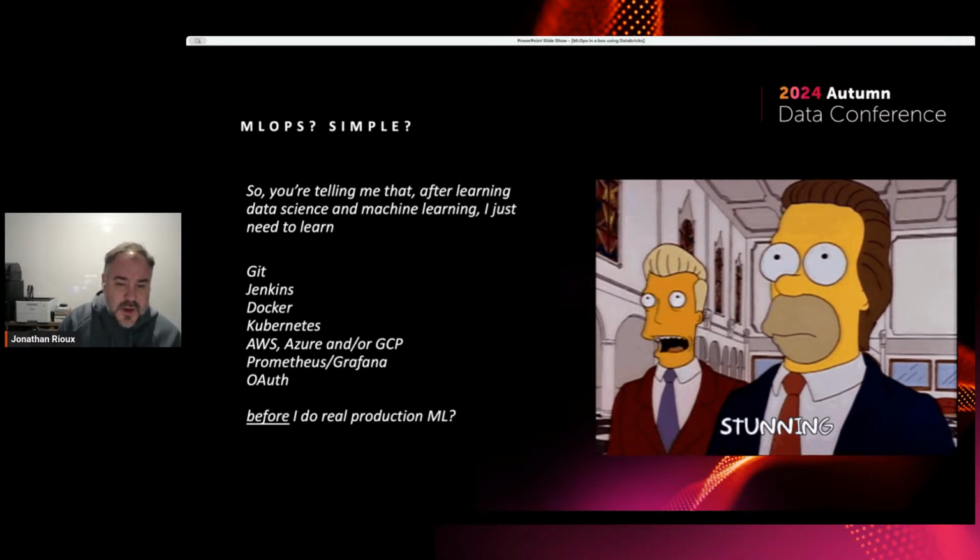Then on the monitoring side, I put Prometheus and Grafana. There's a handful of tools there that you need to learn, but I think you get my point. And then finally, in order to be able to secure your application, you need to learn something of the kind of OAuth. Now, I want to call it like it is.